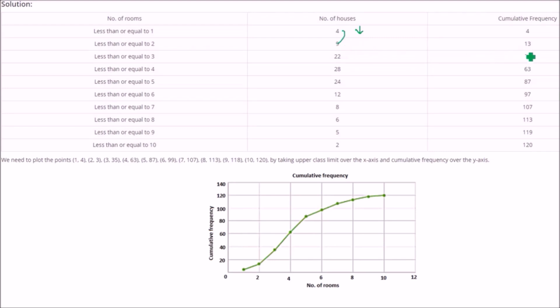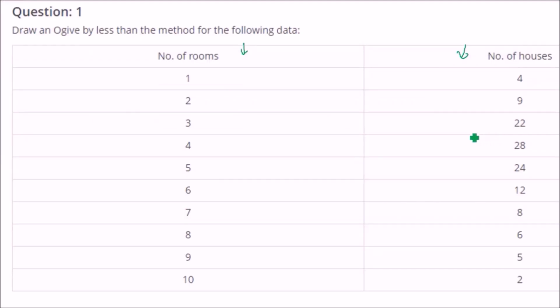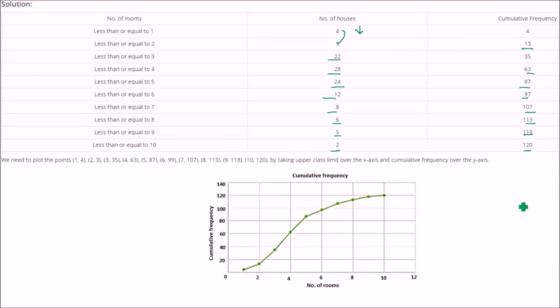That is 4 plus 9 is 13. 13 plus 22 is 35. Then 35 plus 28 is 63. 63 plus 24 is 87. 87 plus 12 is 97. 97 plus 8 is 107. 107 plus 6 is 113. 113 plus 5 is 119. And 119 plus 2 is 120. Okay. So we have these values.